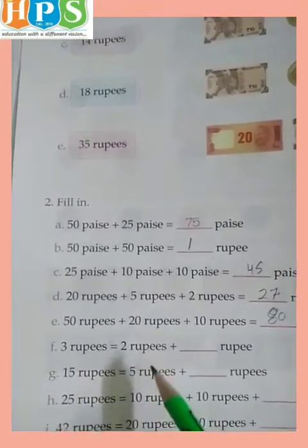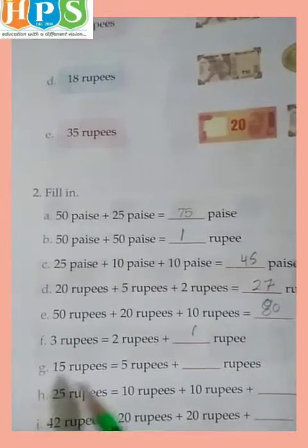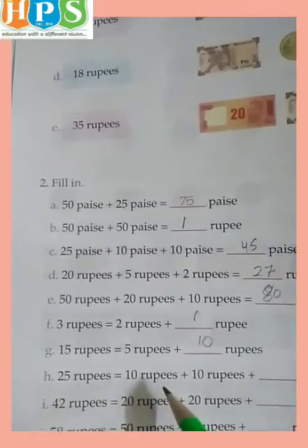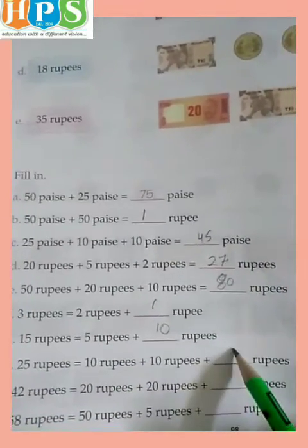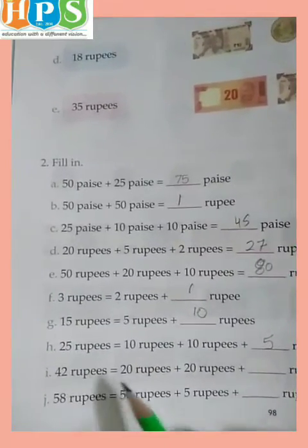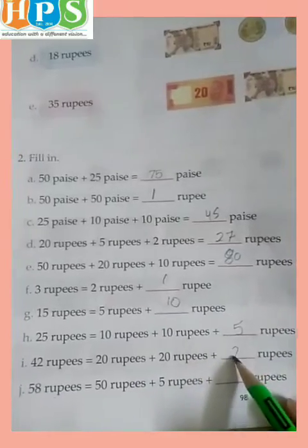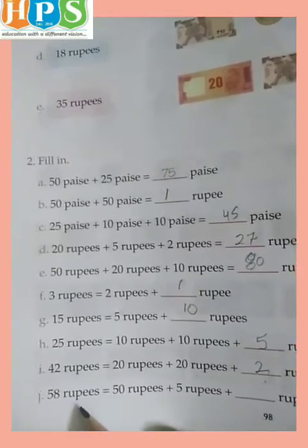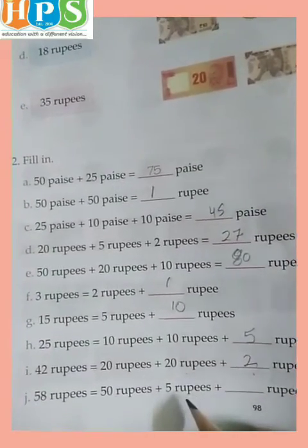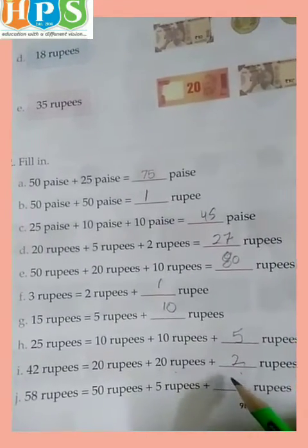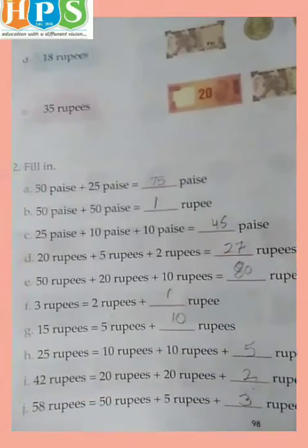3 rupees is equal to 2 rupees and 1 rupees. 15 rupees is equal to 5 rupees and 10 rupees. 25 rupees is equal to 10 rupees, 10 rupees and 5 rupees. 10 and 10, 20, 20 and 5, 25. 42 rupees, 20 rupees plus 20 rupees and 2 rupees. 20, 20 and 40, 40 and 2, 42. 58 rupees, 55 and 3 rupees. Come to next page. Page number 99.